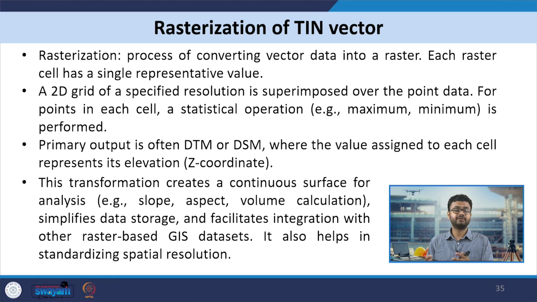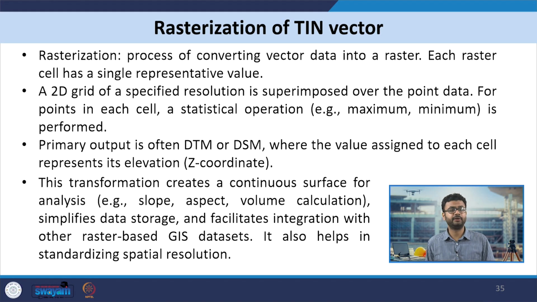if you have other data sets in the form of a raster. So, an additional step is performed where the TIN data is rasterized, which is essentially converting the TIN data into a raster. And as you know, each raster cell has a single representative value. So, we need to create a raster and provide a single representative value to each grid cell of that raster. So, this is done by superimposing a 2-dimensional grid on the point cloud TIN data.